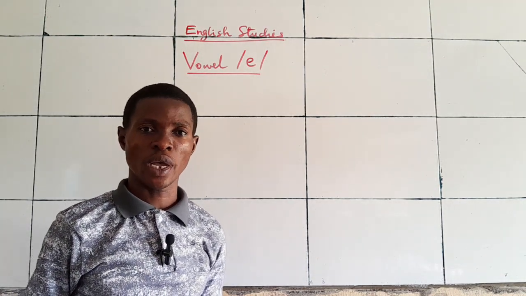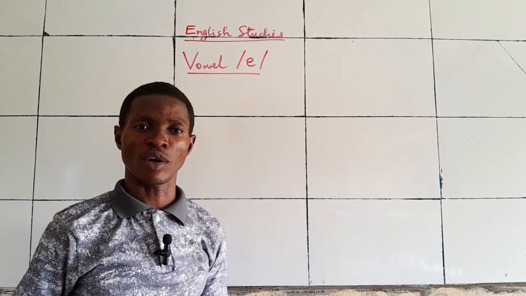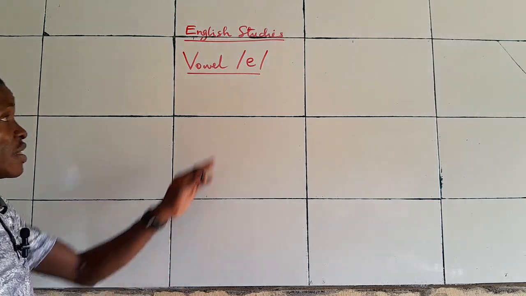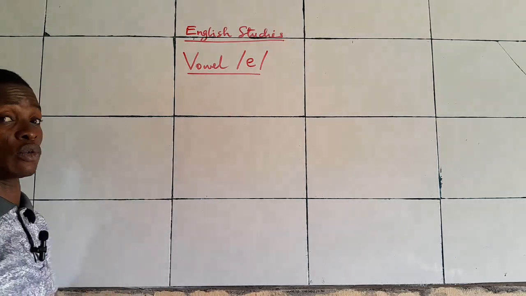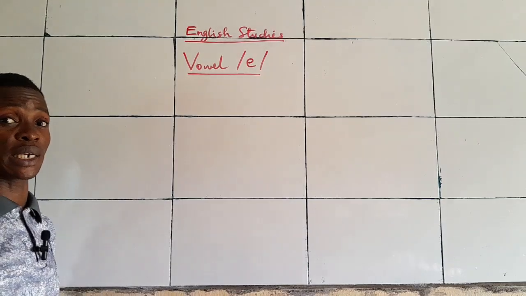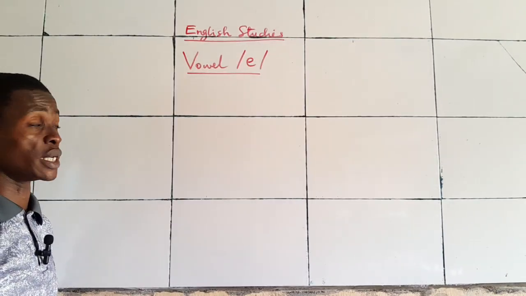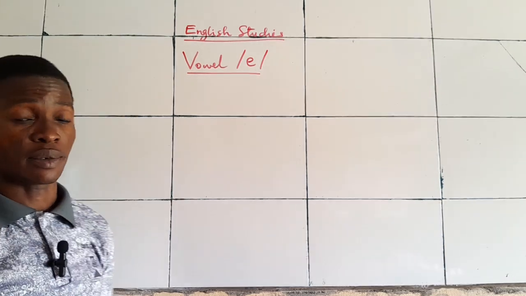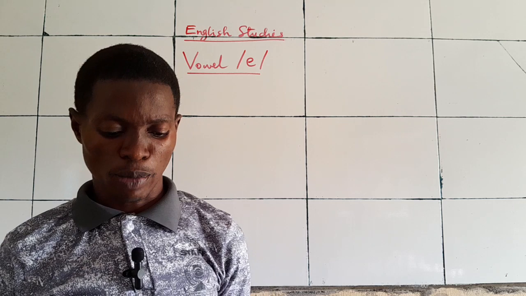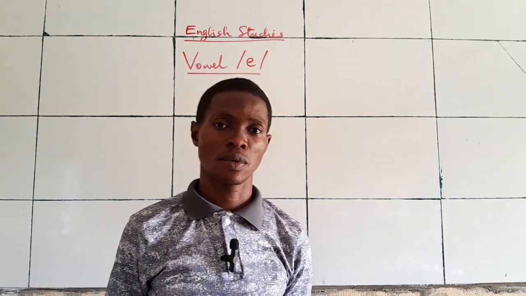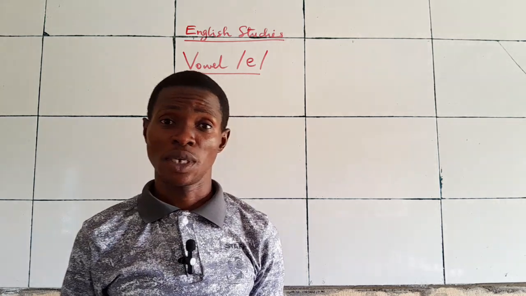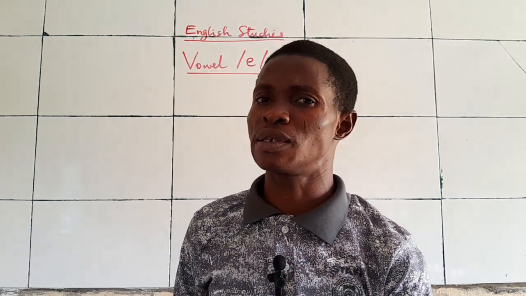Today, we are going to examine vowel number 3. The vowel is represented with this symbol that looks like letter E, whereas this symbol that looks like letter E is not pronounced like letter E. We pronounce it as /e/. You might need to listen to this. That is how to pronounce this symbol.